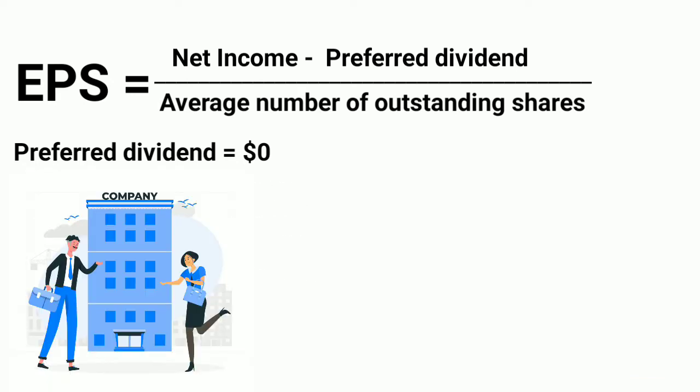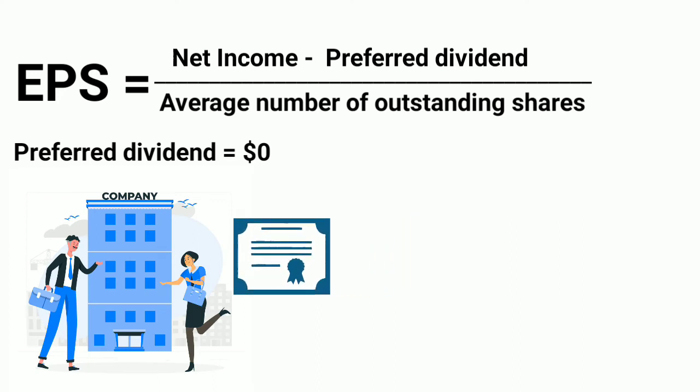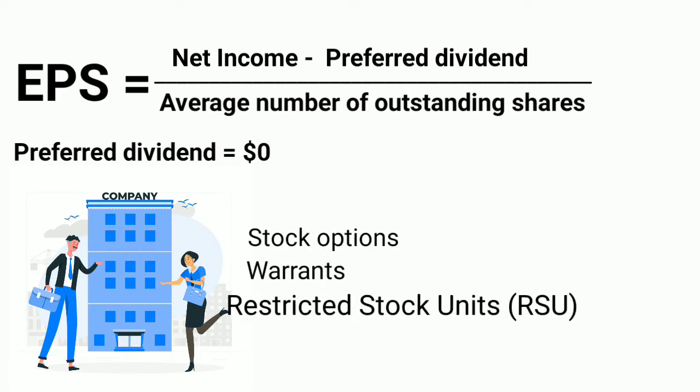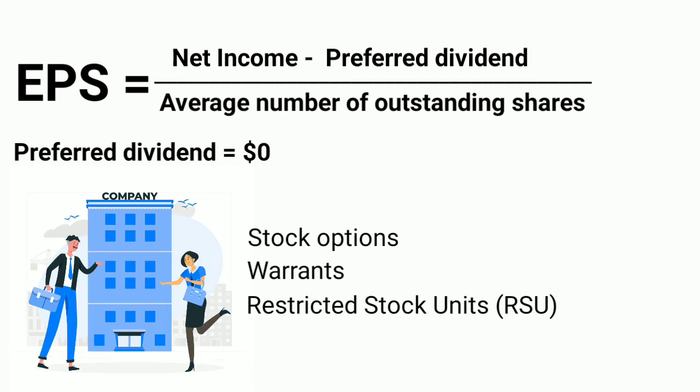Suppose a company buys back its shares from the market, then the total number of outstanding shares decreases and hence earnings per share increases. Many companies issue stock options, warrants or restricted stock units. These investments, if exercised, could increase the total number of outstanding shares in the market and thus decrease the earnings per share of the company.